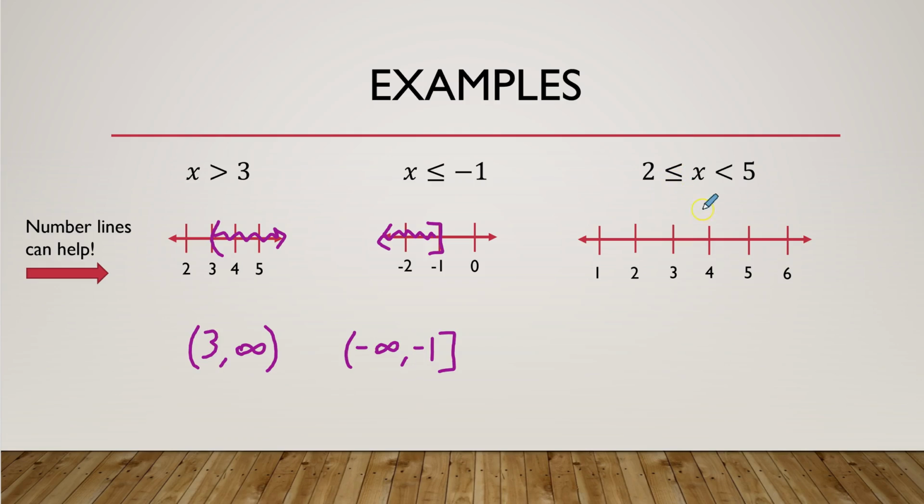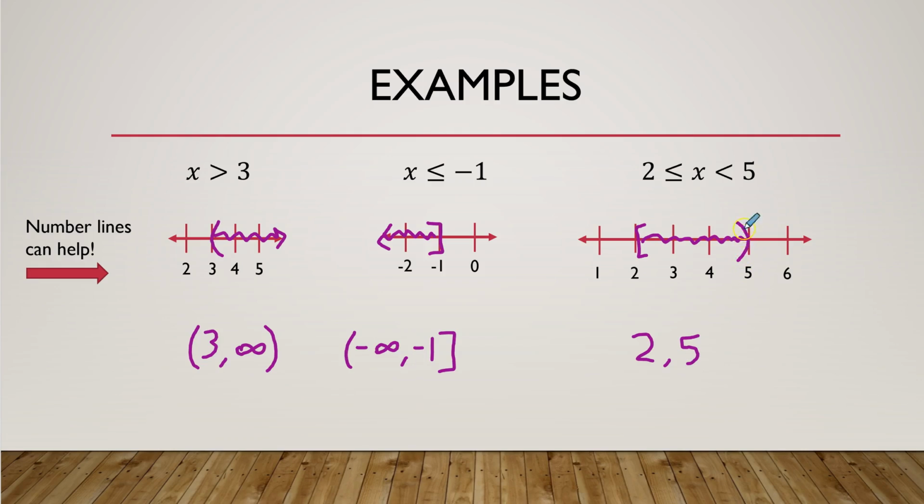And then one last example, I have the numbers between 2 and 5. I am including the number 2 itself, so that's going to be a square bracket. On 5, it's just the numbers less than 5, not including 5. So that one's going to be the parentheses and the numbers in between. So by drawing the number line, it's going to be really easy now to figure out my interval notation. My smallest number was 2. My biggest number was 5.